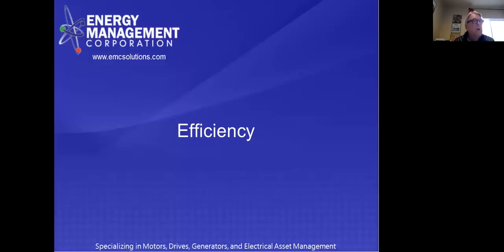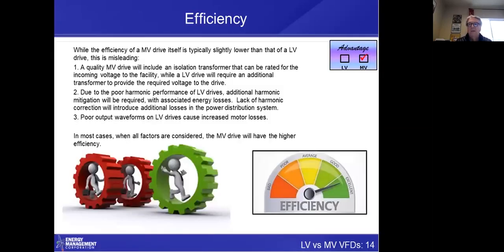Efficiency. Which one would you say is more efficient? Well, I've given the advantage to medium voltage here. Now, if you go look at a medium voltage drive cut sheet, and then you go and look at a low voltage drive cut sheet, you will find that the medium voltage drive is actually less efficient than the low voltage. But I think that's misleading.